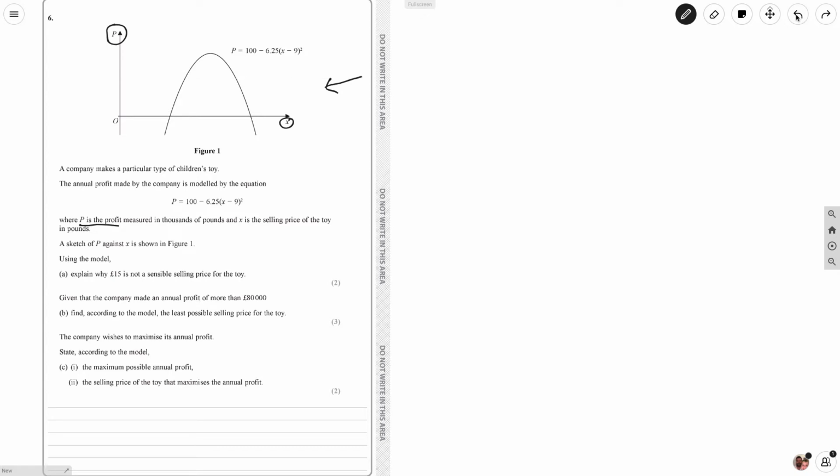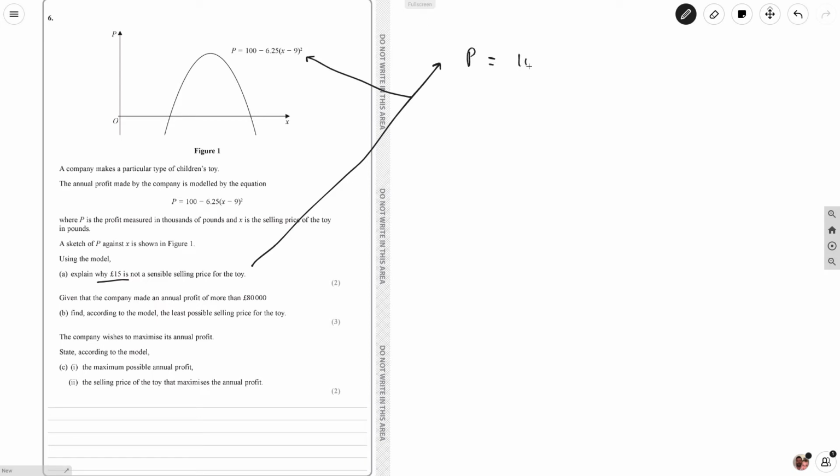So the question is broken down into parts. Part A is fairly straightforward. We don't even really need the graph here. It says explain why £15 is not a sensible selling price for the toy. Well, that's easy. We just go and stick 15 into our formula and see what profit we would make.